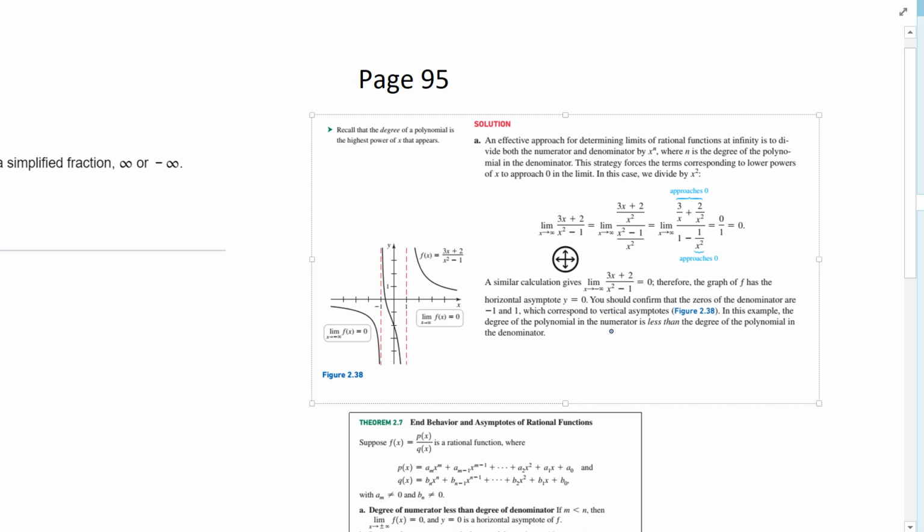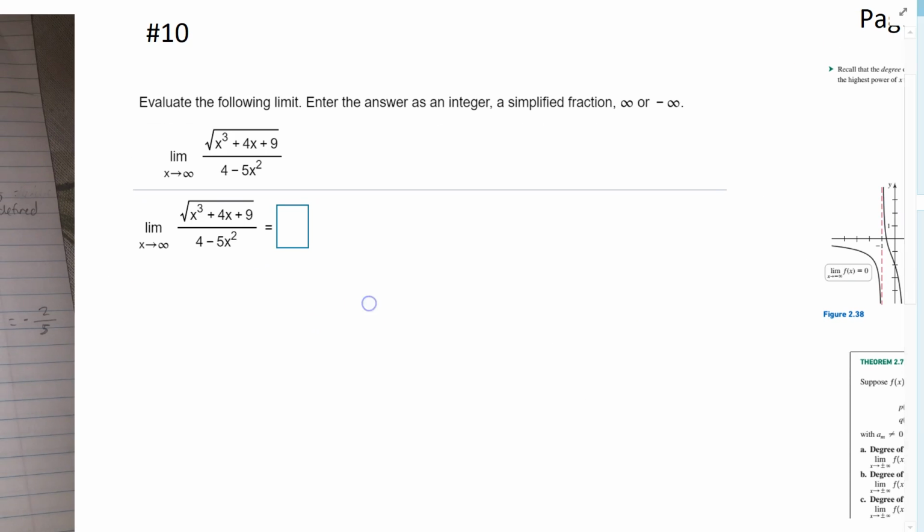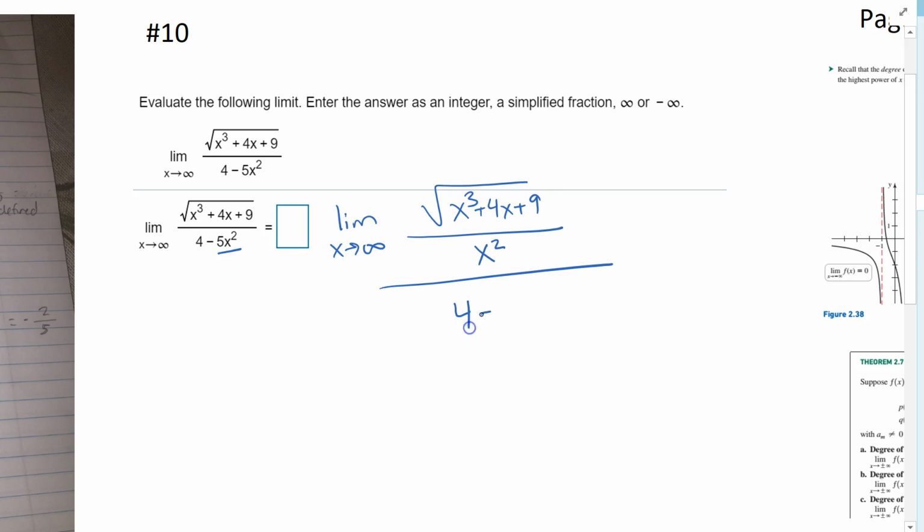But when that's not clear, like in this example, what we're always going to do is divide the numerator and denominator by the highest power of x that shows up in the denominator. So on this problem, the highest power of x in the denominator is x squared. So we're going to take the limit as x goes to infinity of the square root of x cubed plus 4x plus 9, divided by x squared, divided by 4 minus 5x squared, divided by x squared.